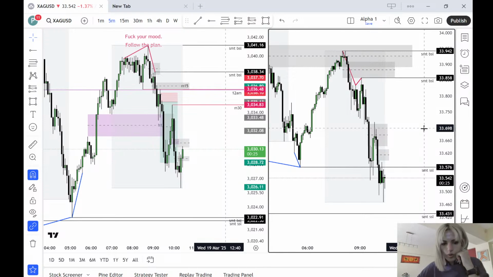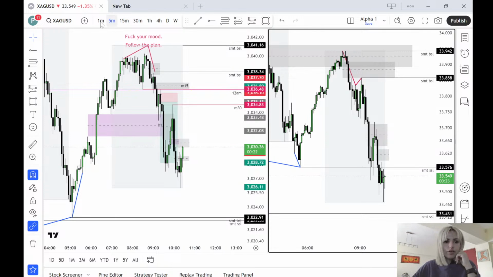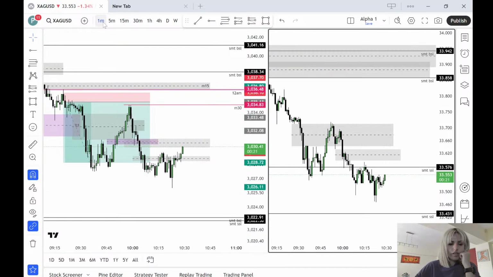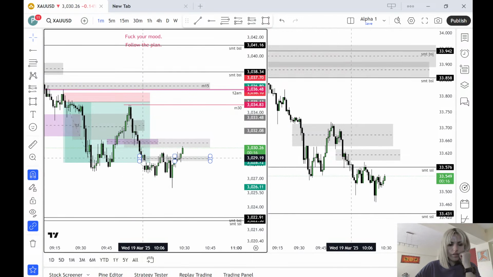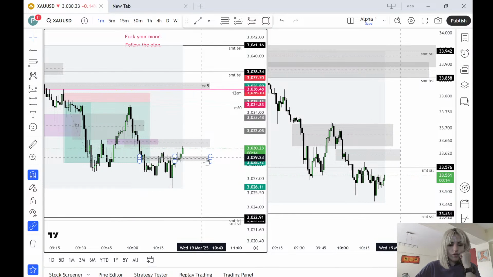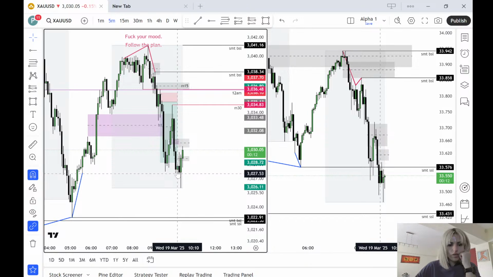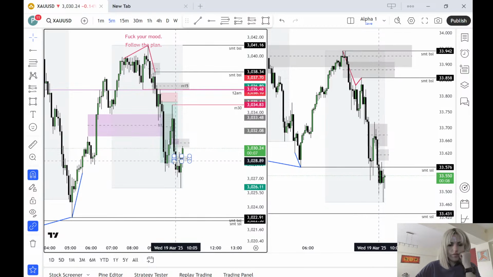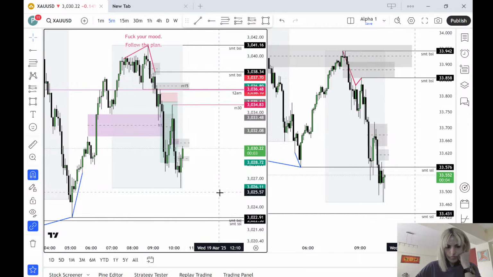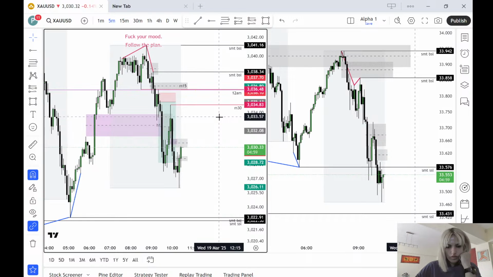But who knows? For now, for continuation towards the sell side, I don't really like the way this 5-minute SIBI is being played. This one, the 10.05. I might actually want to retrace.